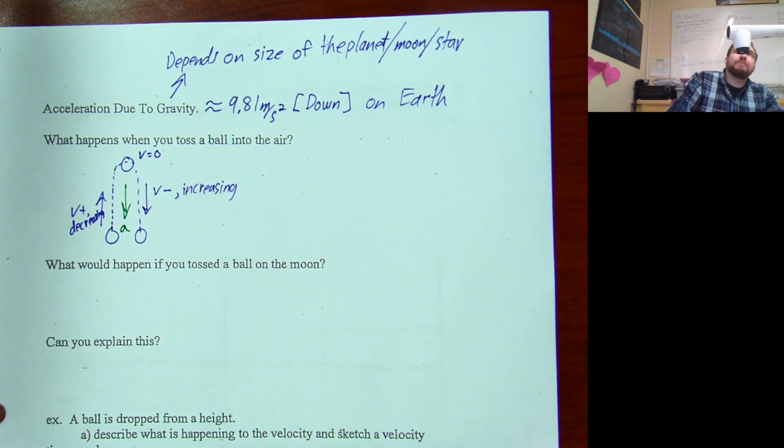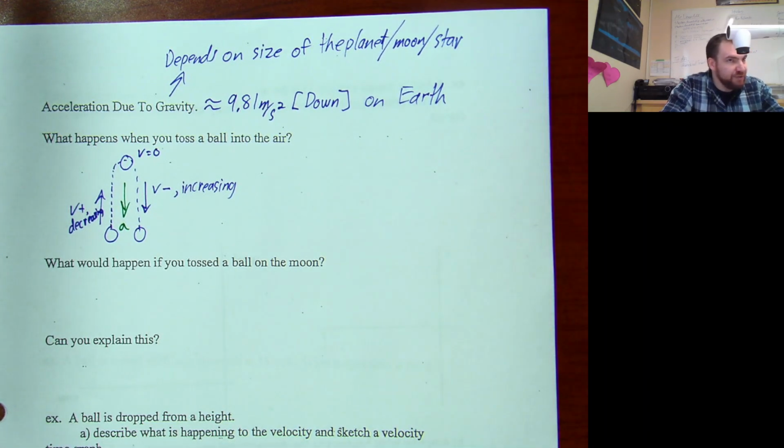What happens if you toss a ball on the moon? Has anyone seen the YouTube videos of Neil Armstrong and Buzz Aldrin jumping around on the moon? The moon has gravity, but it's so low that if you throw the ball up with too much force, it'll go very far. Yeah, so the moon's got a lot less gravity than Earth does, and the reason for that is what?